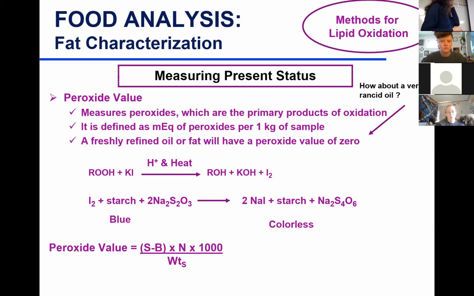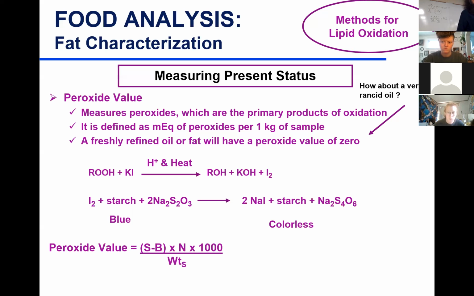So a freshly refined oil. Hopefully you refined the oil so the free fatty acid level is low and it is fresh, so the oxidation did not yet start. It will have a peroxide value of 0. How about a very rancid oil? What do you expect the peroxide value to be? A very rancid oil. Do you expect it to be what?